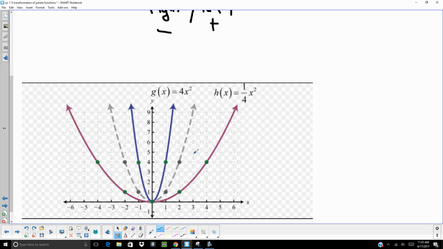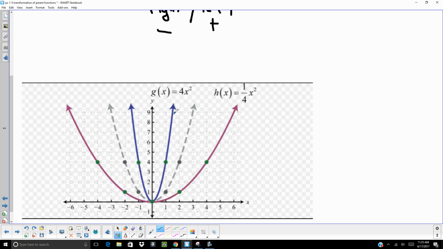On this one, we've got a vertical stretch and shrink. Our parent function is what's in gray. So this is a quadratic. And if you've got that 4 out in front, you've got a vertical stretch. The vertical is being stretched up. But you also notice that horizontally, it's being shrunk in.